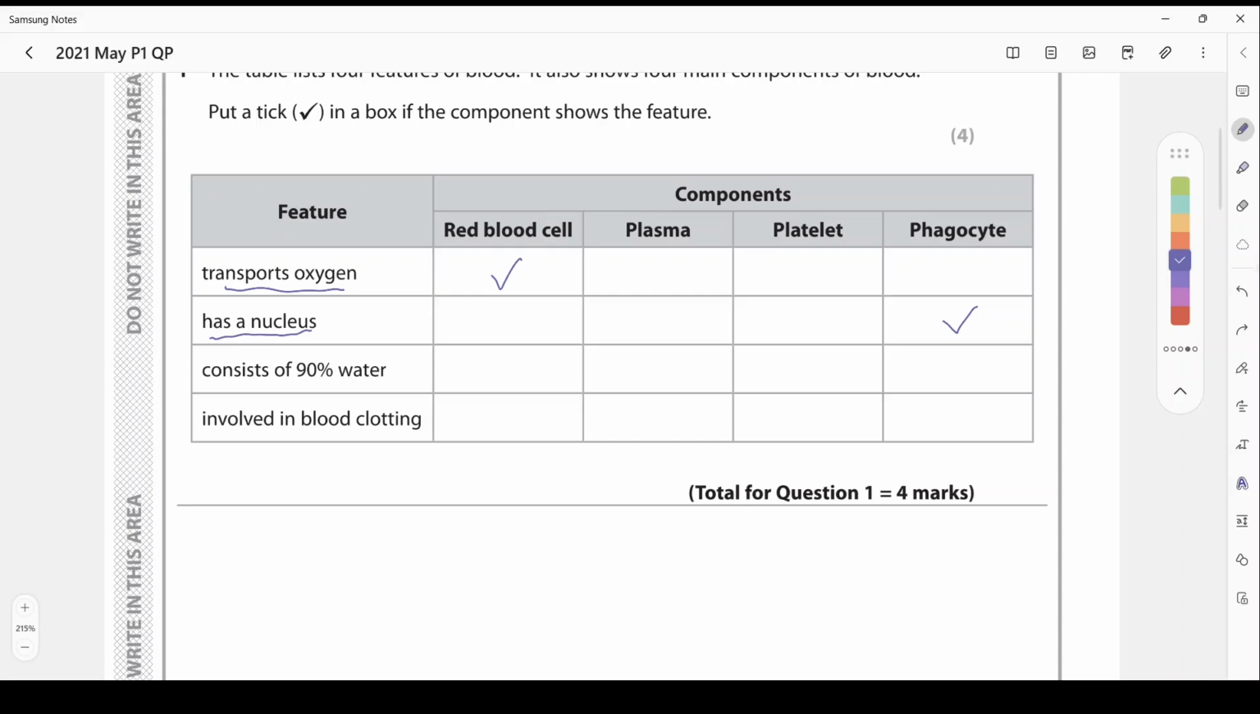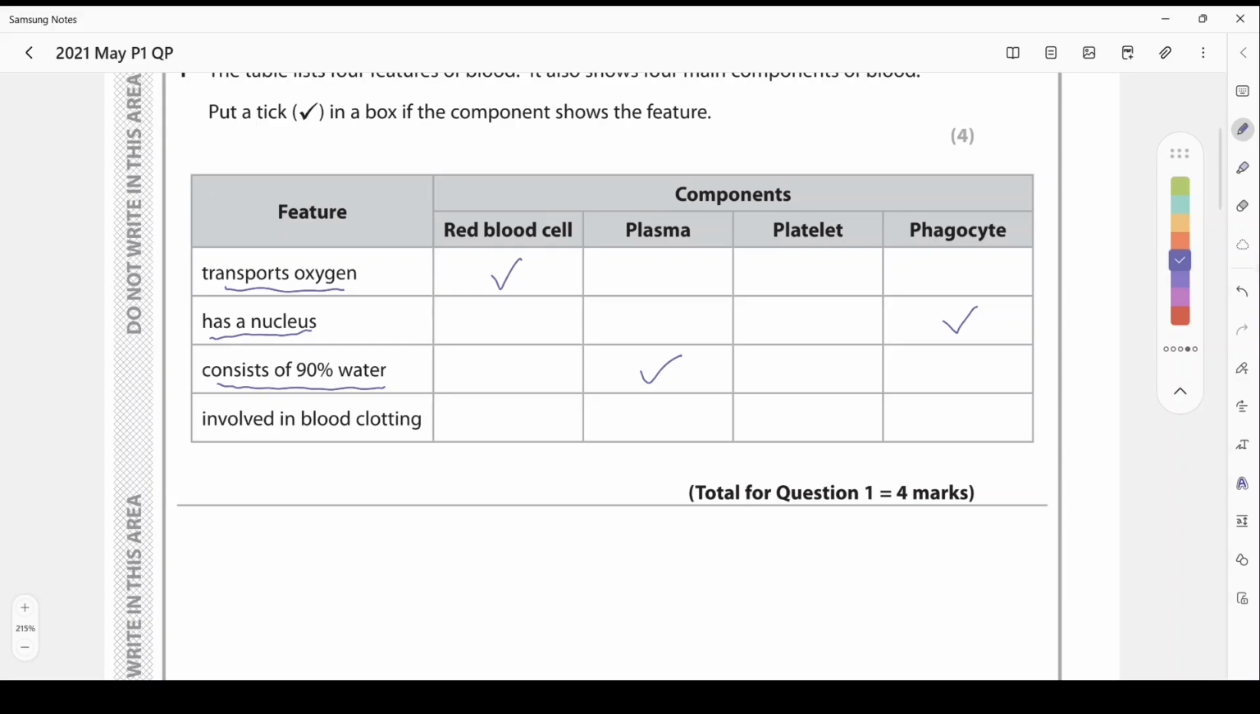The next part is consists of 90% water. That would be your plasma. The role of plasma is to transport all sorts of things like nutrient molecules like glucose, like amino acids, things like hormones, things like carbon dioxide. Because of that, it does contain 90% of water.